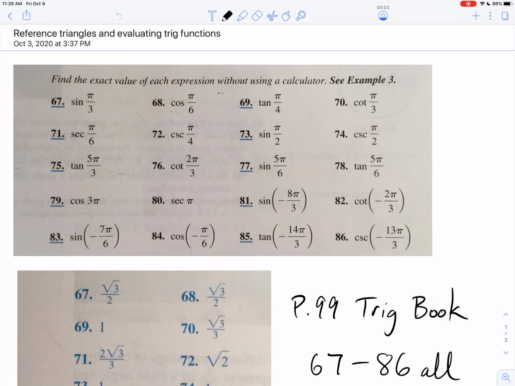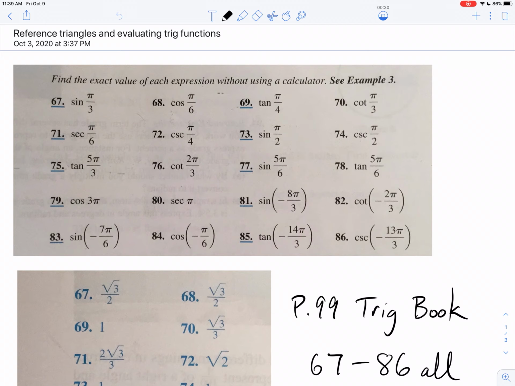Okay, guys, the last lesson I had you look through mentioned something called the axe rule, and it also mentioned something called quadrantal angles. So this is a super big concept that we use throughout the rest of this class. And it says here in the instructions, find the exact value of each expression without using a calculator.